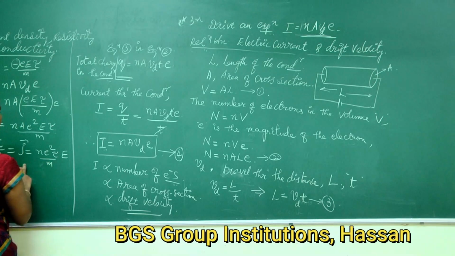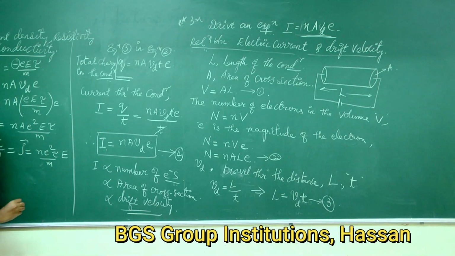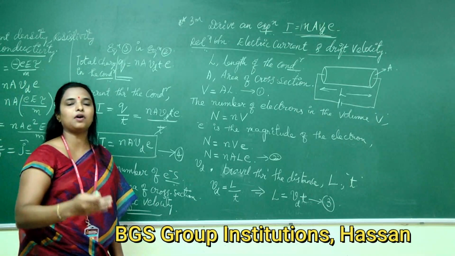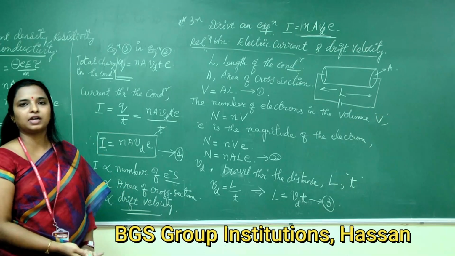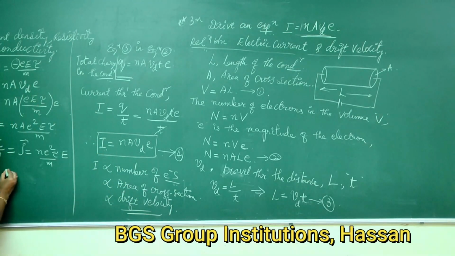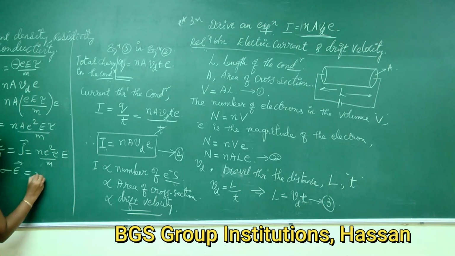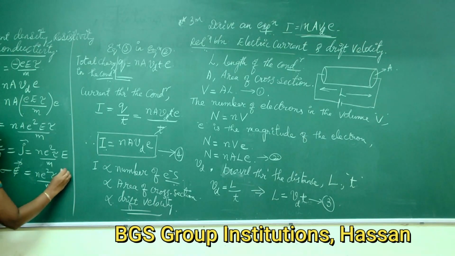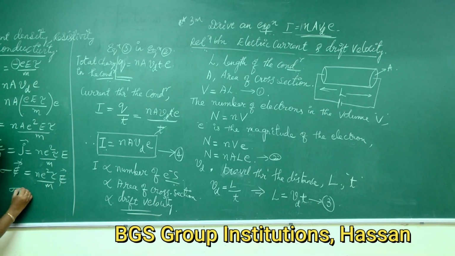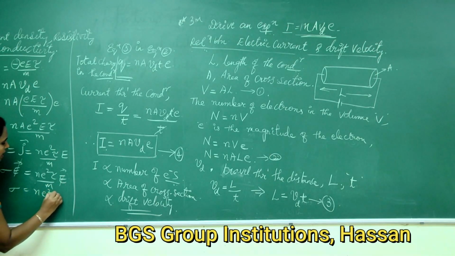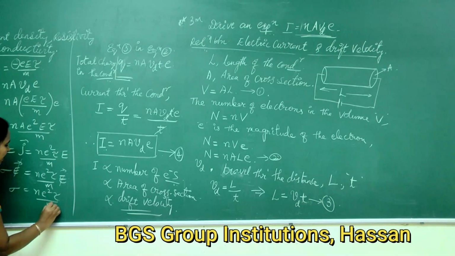Now taking the expression of J, that is the other form of Ohm's law. What is the expression for current density? It is sigma into E. Do you remember this expression which we have solved in the previous class? Is equal to N e square tau by m into E. Now this E and E get cancelled. We have sigma is equal to N e square tau by m.